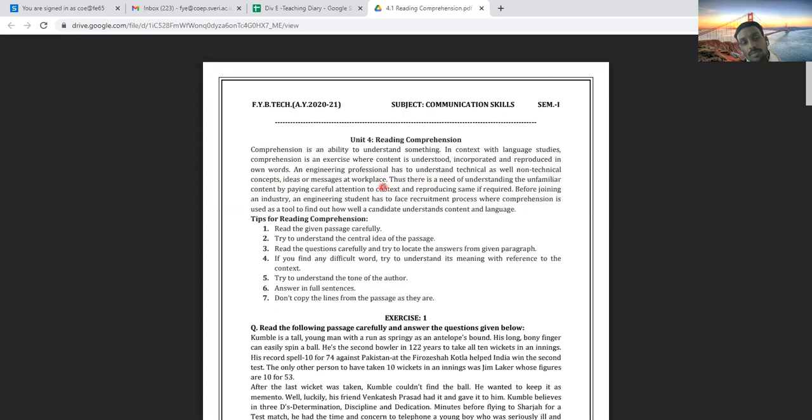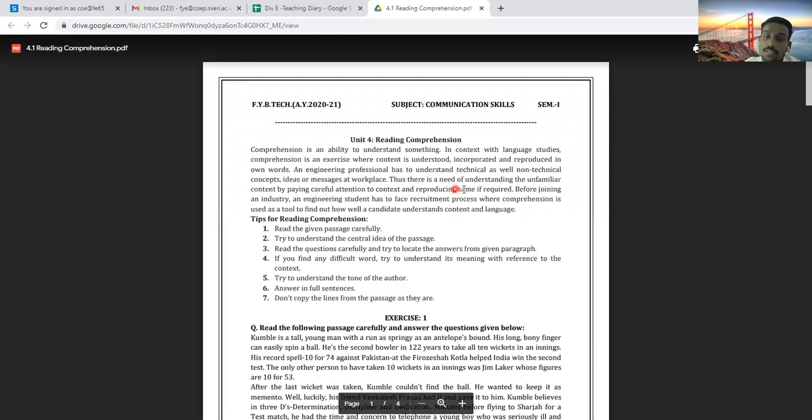So when you become an employee at some organization, at that time you will come across a large amount of information being given and taken. Whenever you read some piece of information, first of all you have to understand it, incorporate it, and reproduce it in your own words, and it may sometimes be technical, sometimes non-technical. So there is a need for understanding unfamiliar content by paying careful attention to context and reproducing the same if required.